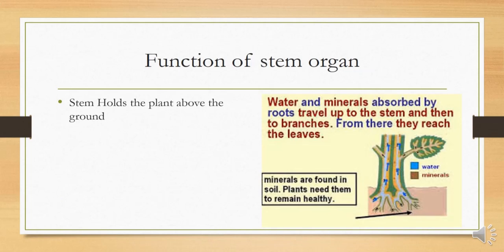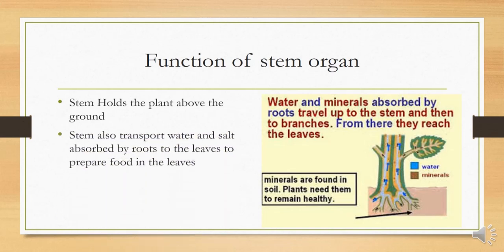Now the function of stem. The stem is actually a very strong part of the plant which holds the plant above the ground, and also the water and salts absorbed by the roots are transported to the stem. Then the stem transports this water and salts to the leaves, and leaves prepare food in the presence of water and salts.